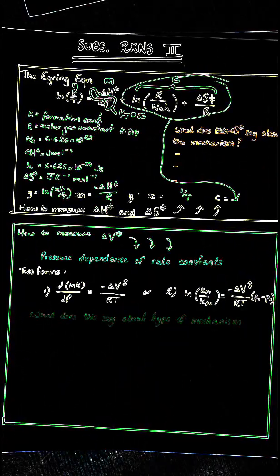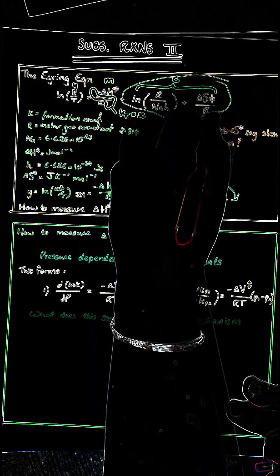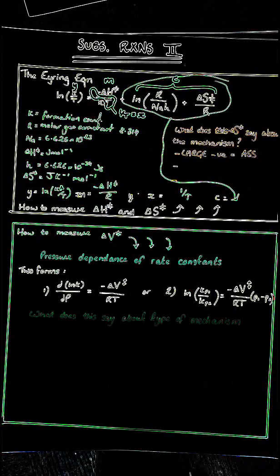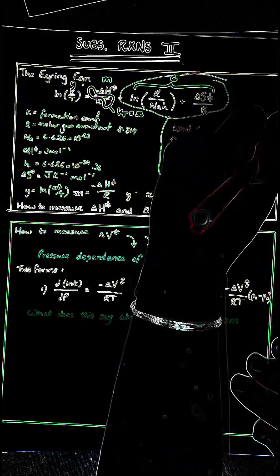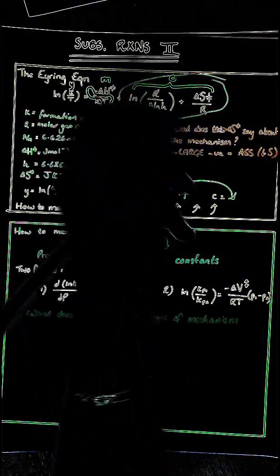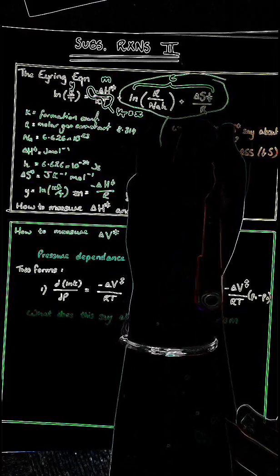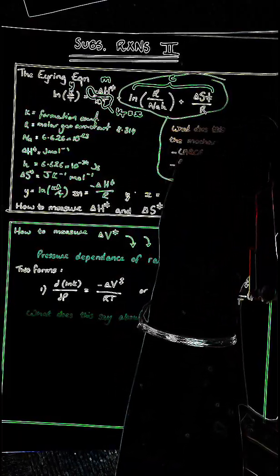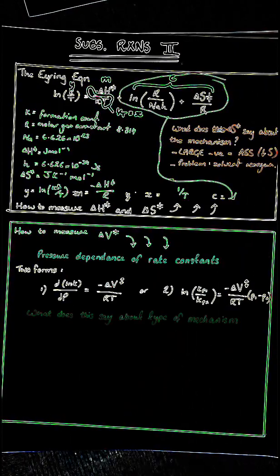So what does the entropy say about the mechanism? A large negative value equals associative, because there's a decrease in entropy. Similarly, dissociative is more positive because of an increase in entropy. We've got one problem, which is solvent reorganisation. Basically, solvent reorganisation gives a negative value of entropy of activation, which is not what you want. So the only way you can tell if it's associative is if it's really, really negative.